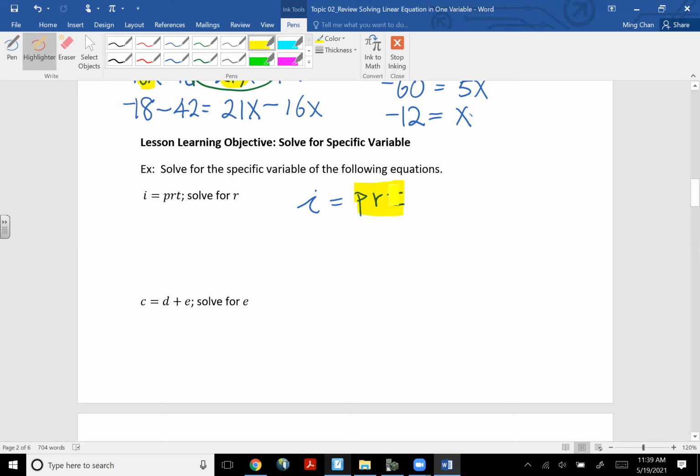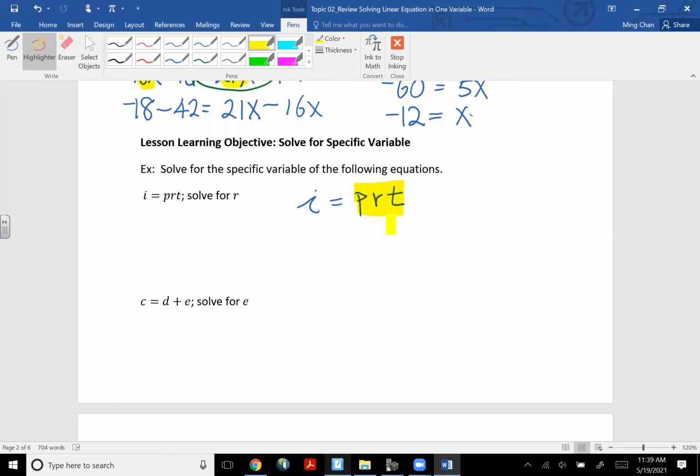So that got to be the PRT. This got to be my variable term. Earlier I mentioned, how do you know it's time to divide both sides by the coefficient, which is always the last step? Well, how do you know when it's time?